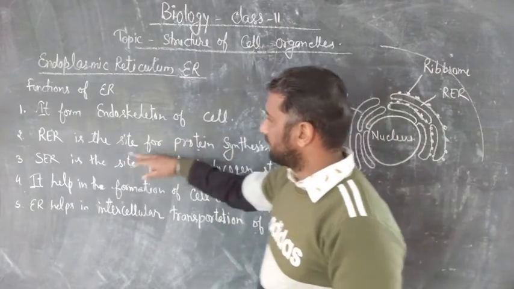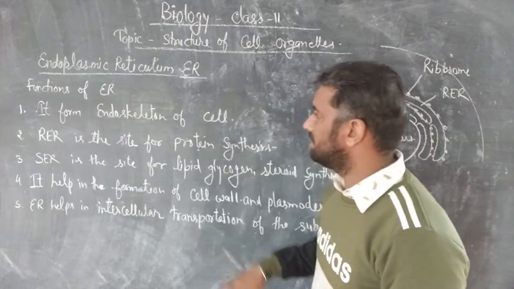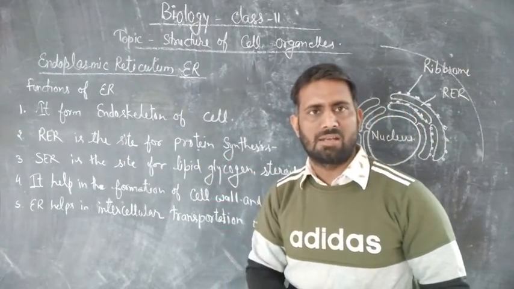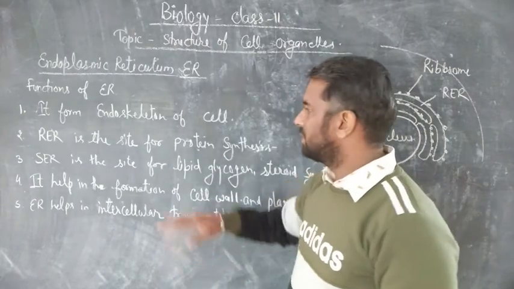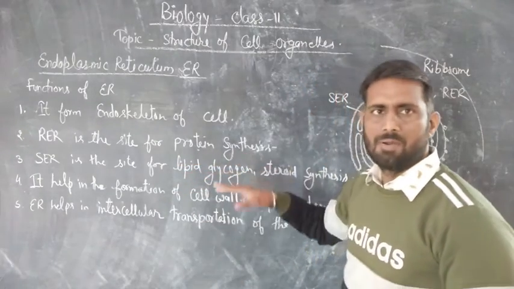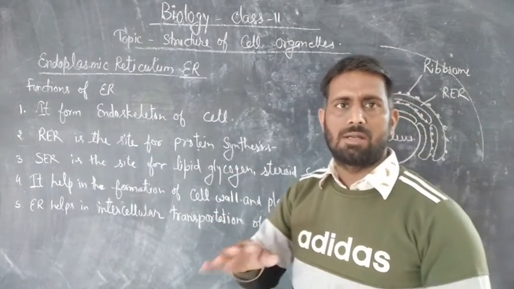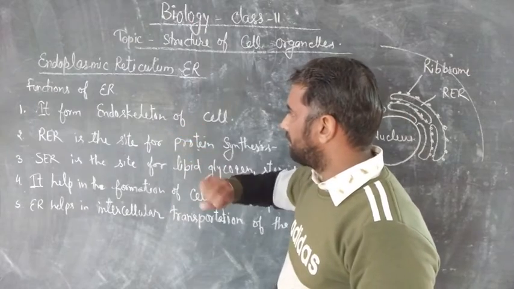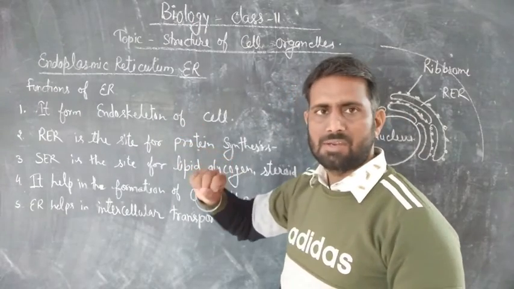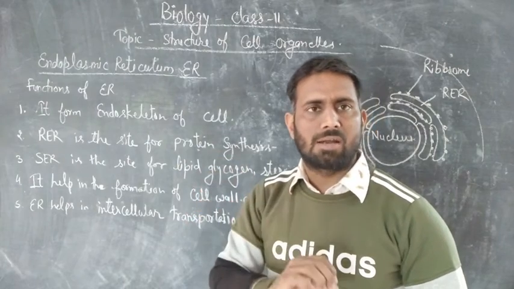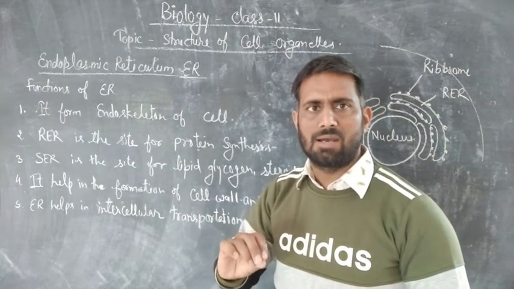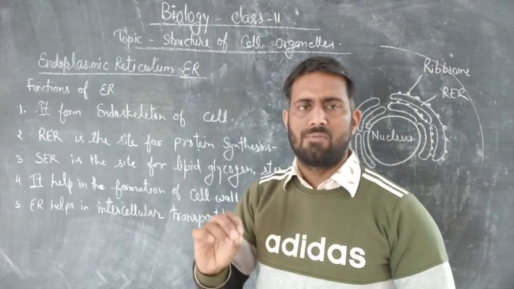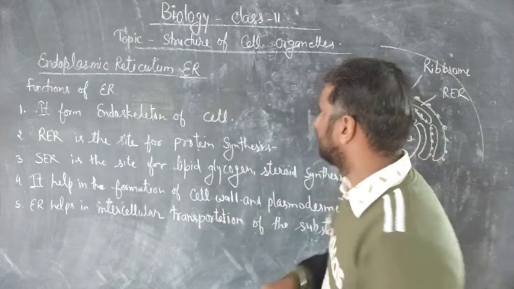Okay. Second function is that RER is the site for protein synthesis. Rough endoplasmic reticulum is the site for the synthesis of protein, because ribosomes are the factory of protein synthesis. So RER is the site for protein synthesis. The ribosomes are on ER. Ribosomes are attached on ER with the help of ribophorin protein.